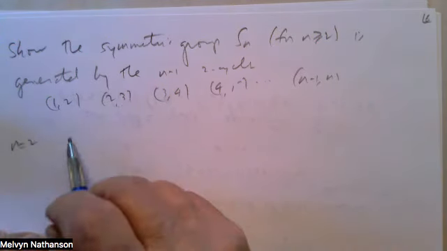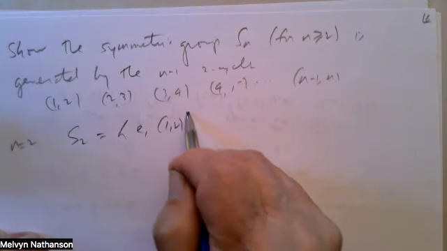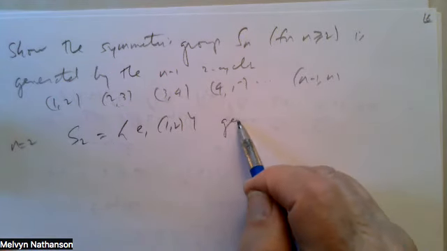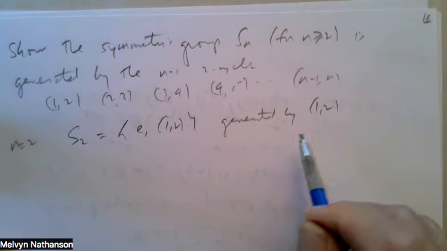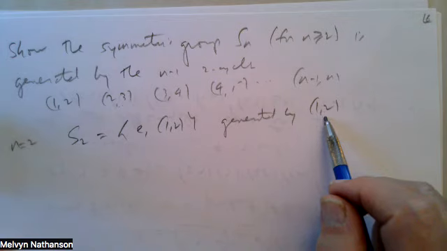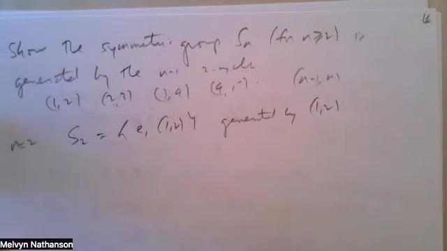So, of course, for n equal 2, S2 just consists of the identity and 1, 2. And so this is generated by 1, 2. The smallest subgroup that contains 1, 2 contains 1, 2 and its inverse, which is 1, 2, and it contains the identity, and that's it. So that's pretty easy.